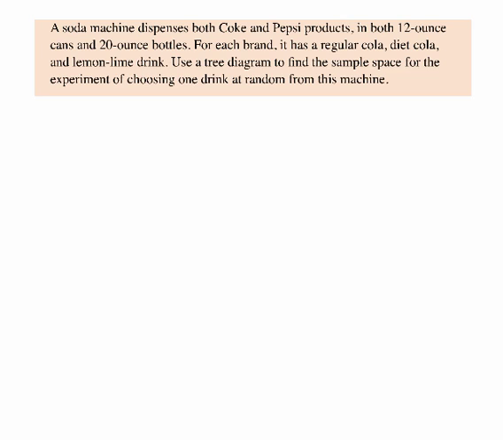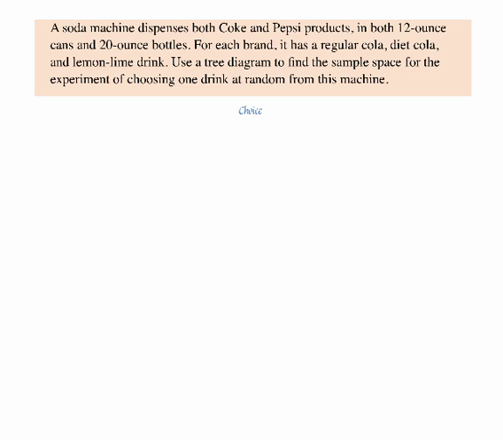When we decide to use a tree diagram to find a sample space for a given experiment, it's important to really think of it in stages and think about how many possibilities there are at each stage and what those possibilities are. So the way this problem is described to us, we've got a soda machine dispensing two different brands of products, which is Coke and Pepsi. So there's going to be our first level of choice.